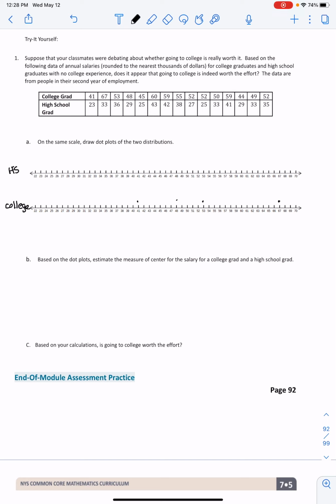45 and 60 and 59, 55, 52 and 52, 50 and 59, 44 and 49, and 52.